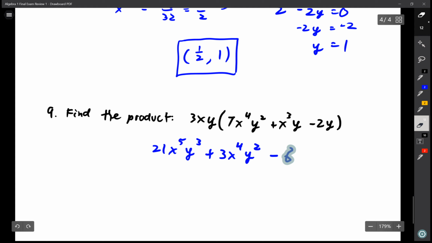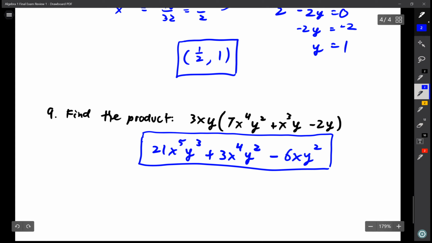And I can only combine these if they exactly match each other. I can only combine terms if they exactly match each other in what letters they have and to what powers. So this chunk is an x to the 5th y cubed chunk. It can only combine with another x to the 5th y cubed chunk, and I don't have any other x to the 5th y cubed chunks. This term is an x to the 4th y squared term. It can only combine with another term that is x to the 4th y squared, and I don't have any other x to the 4th y squared terms, so there's no simplifying that we can do here.